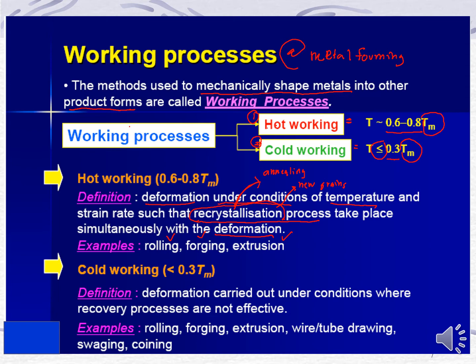Okay, for the cold working process, the deformation is carried out under the condition where recovery processes are not effective, at the temperature which is less than 0.3 of the melting temperature. Okay, the examples of the process are rolling, forging, extrusion, drawing, switching, and coining.